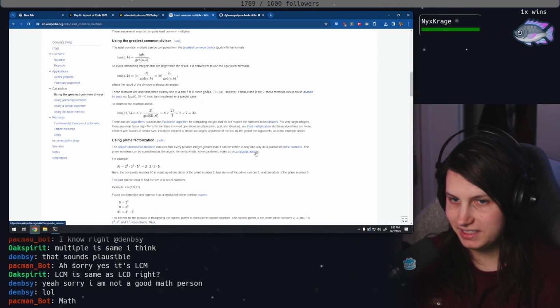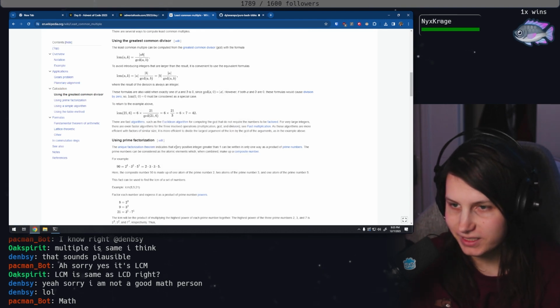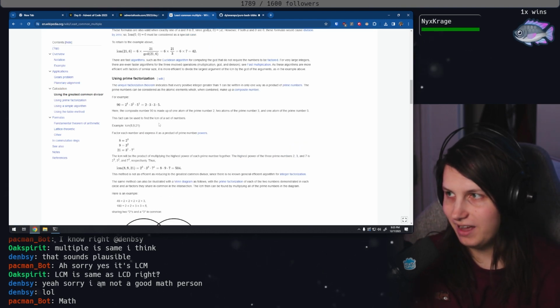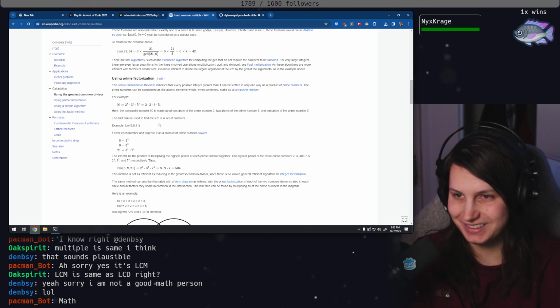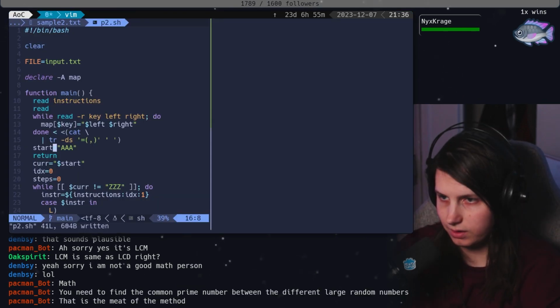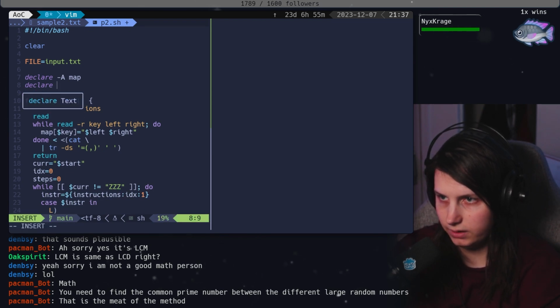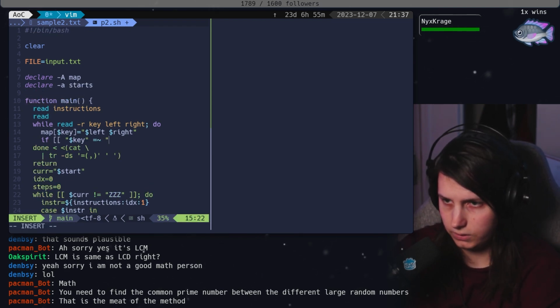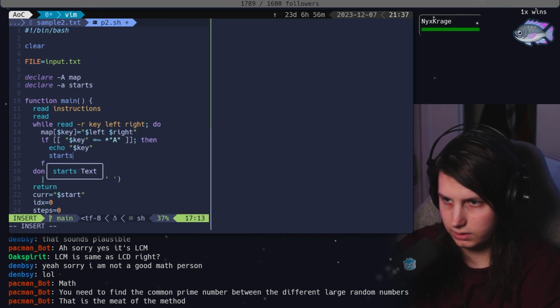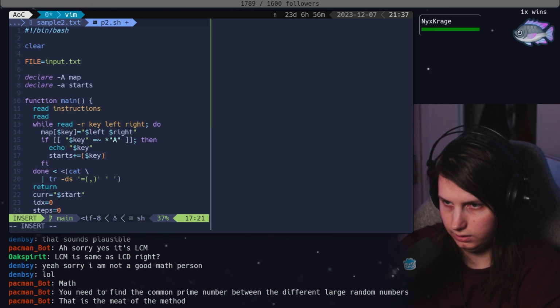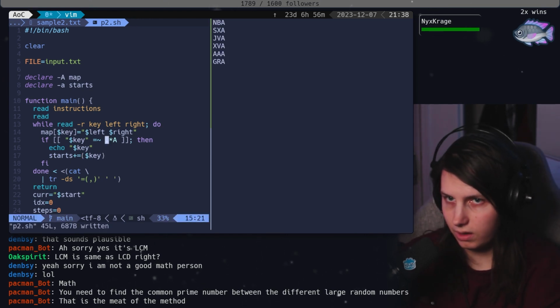Using prime factorization. Okay, if there's a way to do this, then I want to do it this way. Because we have the factor program, we might as well use it. So instead of our start being AAA, we're going to have an array of starts. If key looks like star A, echo the key, starts plus equals key. There we go. Okay, so these are our starts.